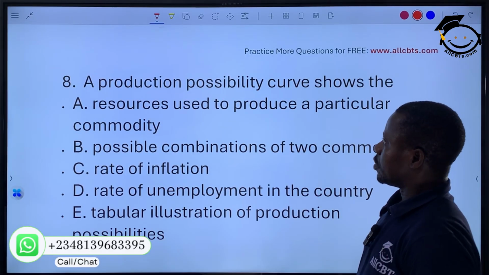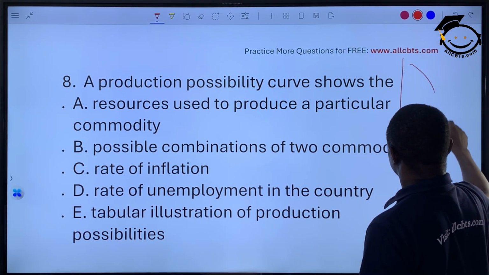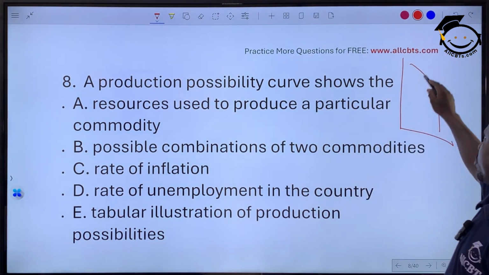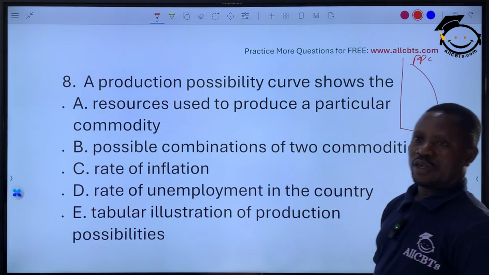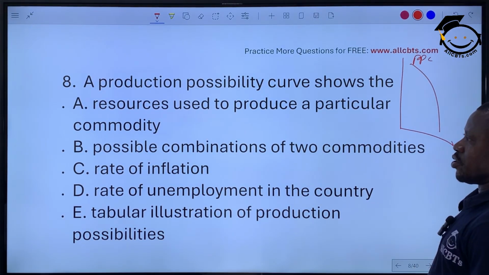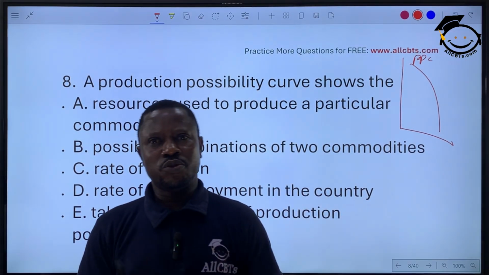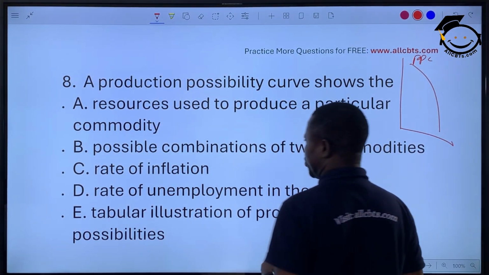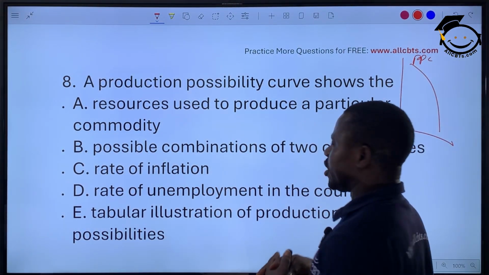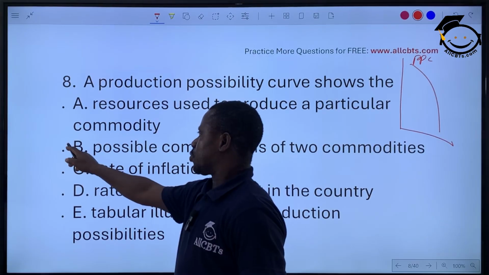A production possibility curve shows... we have done a lot on the production possibility curve, PPC. You can check one of our videos where we discuss extensively on this curve. The curve is talking about possible combinations of producing two major products using the available resources. The combination of producing two commodities using the available resources and at the level of technology, that's PPC. Which option is saying that? That should be option B.